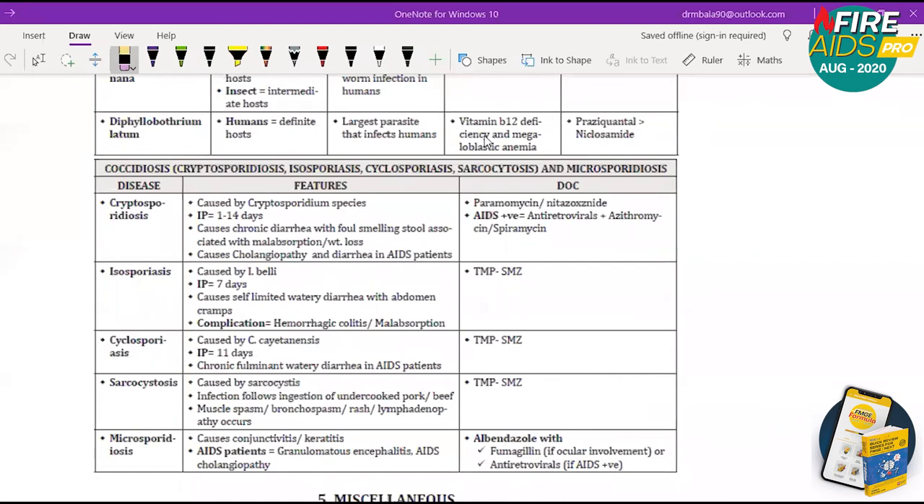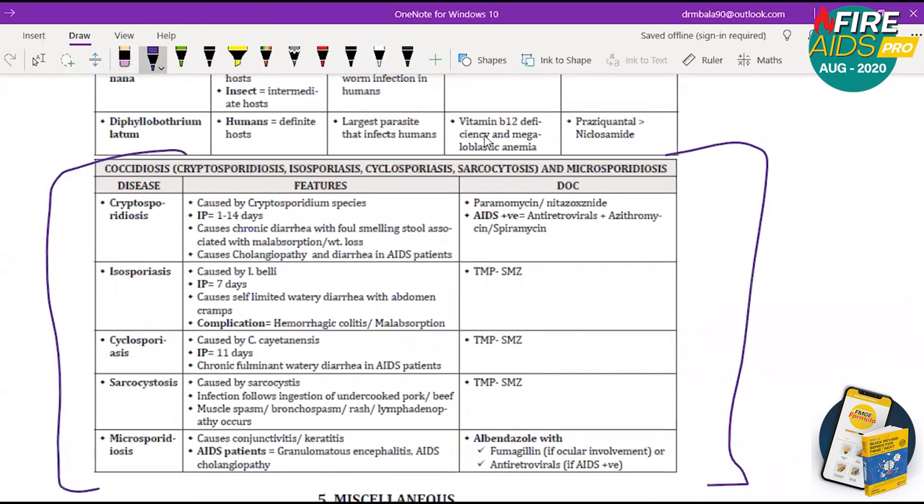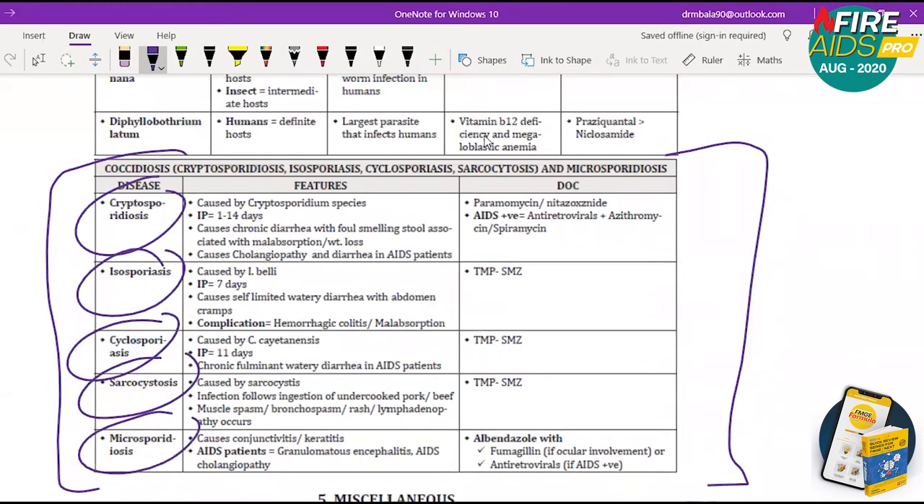So we have talked till now about the key topics. Then this box should serve as an extra box. If you skip this, that's still fine. The diseases are coccidiosis and microsporidiosis: cryptosporidiosis, then isosporiasis, cyclosporiasis, sarcocystosis, and microsporidiosis. As I said, I'm not going to talk about the drug of choice. I'm rather going to focus on the features.